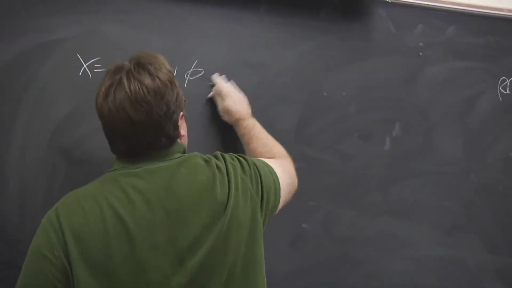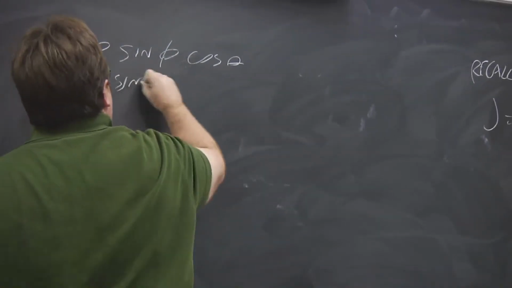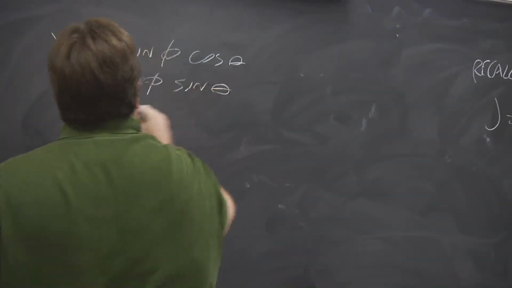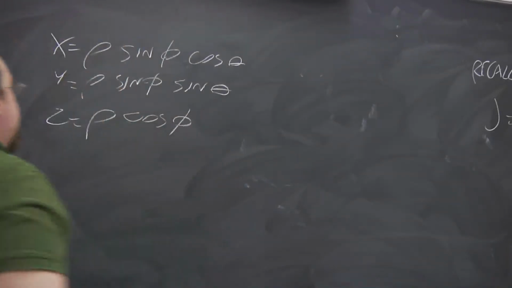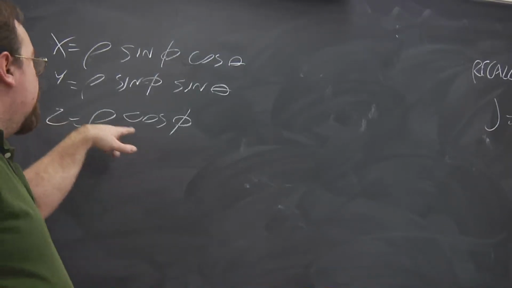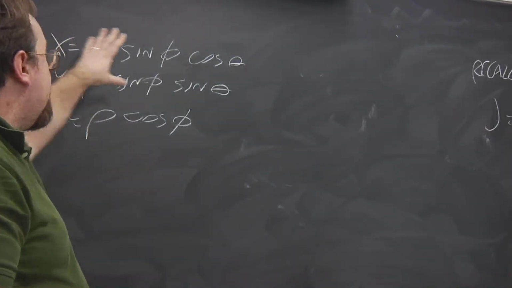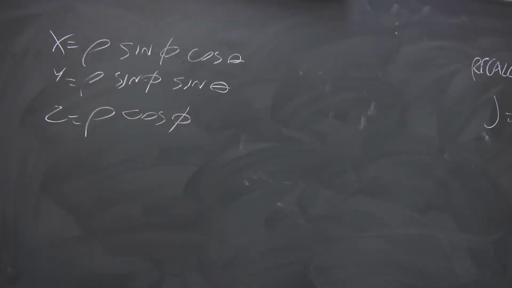x is rho sine phi cosine theta. y is rho sine phi sine theta. z is rho cosine phi. So this defines our change of variable. It defines our original variables x, y, z in terms of the new variables rho, theta, and phi.